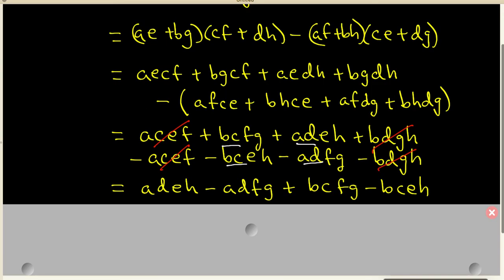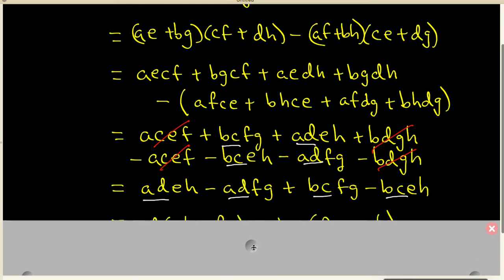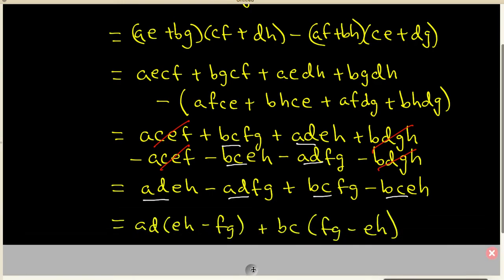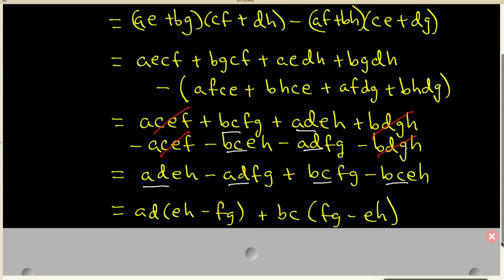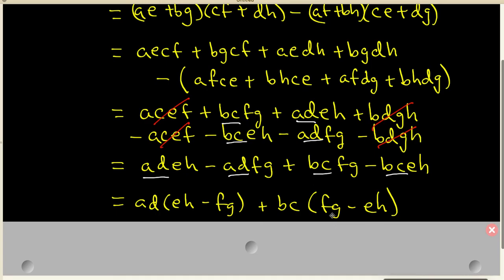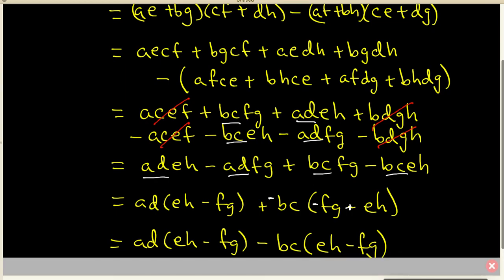And now what I want to notice is on the first two terms, I can factor out an AD, and on the second two terms, I can factor out a BC. And when I do, I get this expression. Now, I can almost factor again, but the order of FG minus EH is backwards of this. So what I'm going to do is factor out a minus sign, which puts a minus sign there, and it changes that to a plus sign. So my next piece of algebra looks like this.